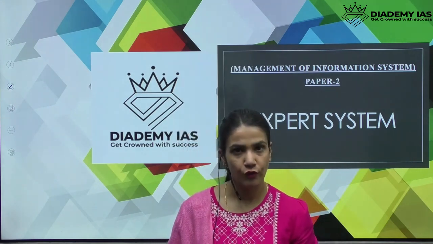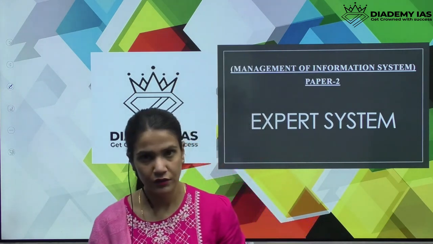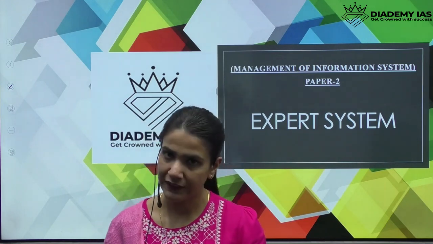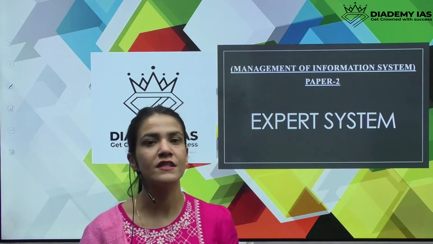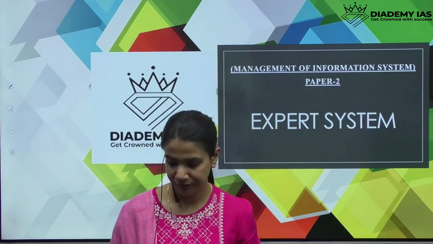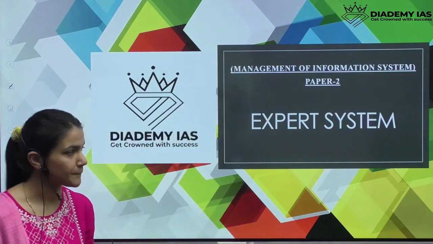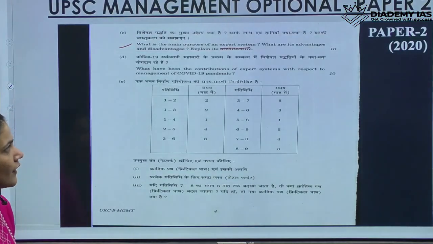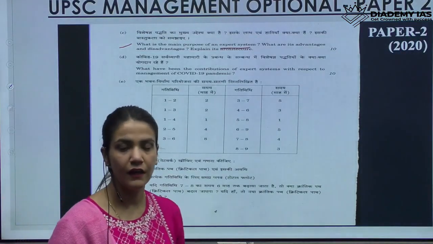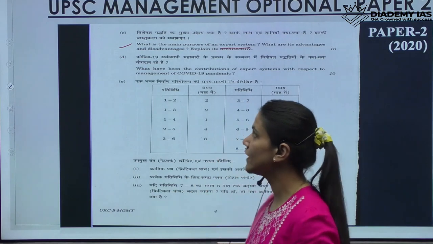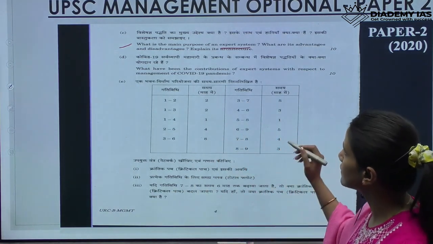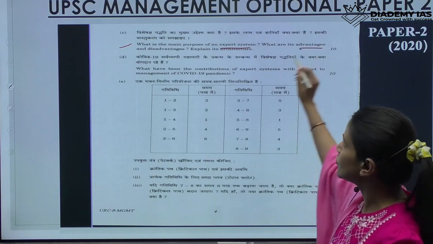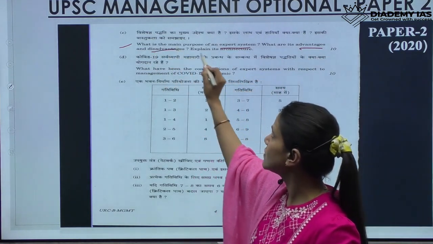But before moving forward, I'm going to show you the question that was asked in the year 2020. Let's see the question and then you'll be able to relate it to the concept that I'm going to teach you today. As you can see on your screen, the question asked was: what is the main purpose of an expert system? What are its advantages? What are its disadvantages?